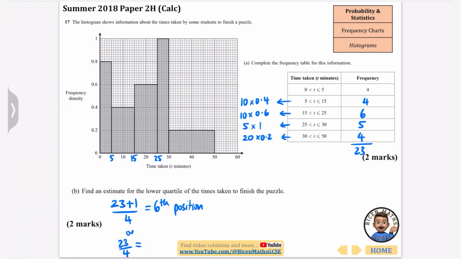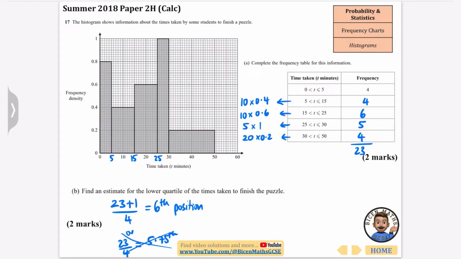5.75, and actually I'm just going to prefer to do the 6th position. I just think it's going to be easier to find the 6th position as an estimate. So I'm not going to use this one, I'm actually going to do this top one. Now the 6th position, there are 4 people in this 0 to 5 group, so the 6th position is going to be halfway of these 4 people between 5 and 15.